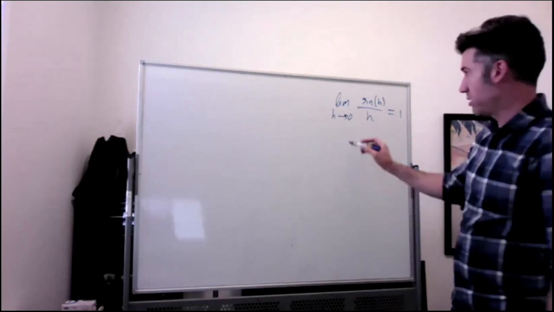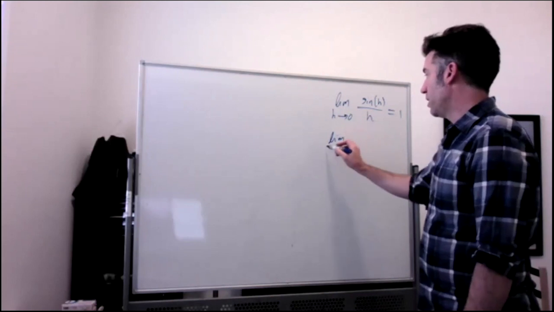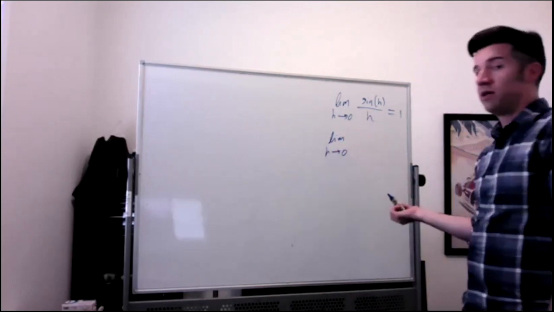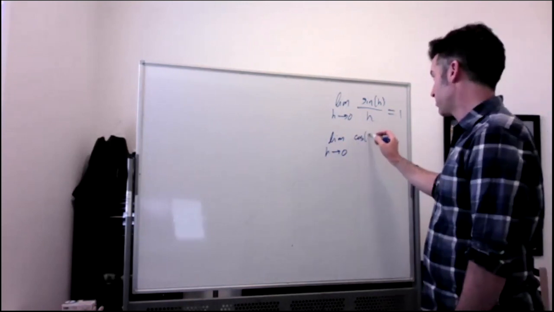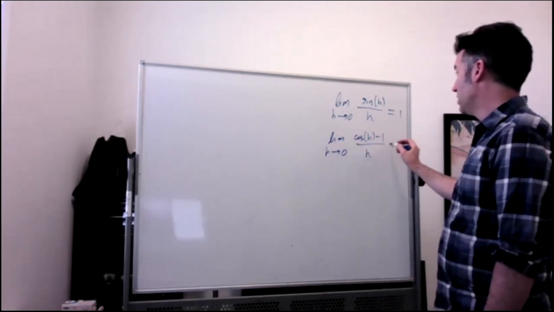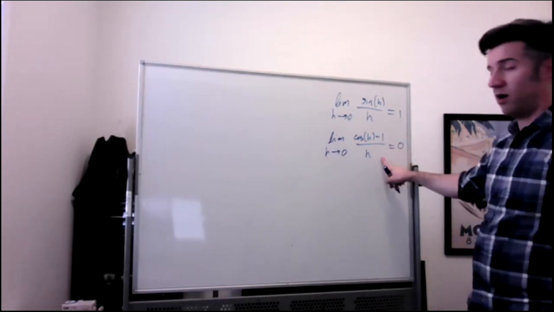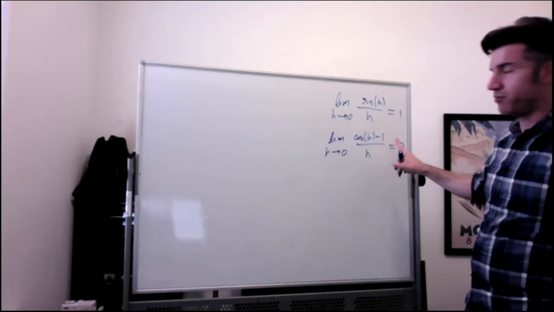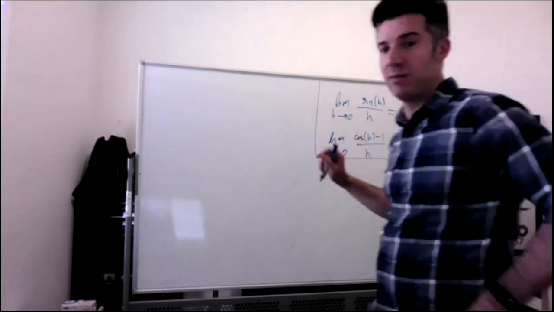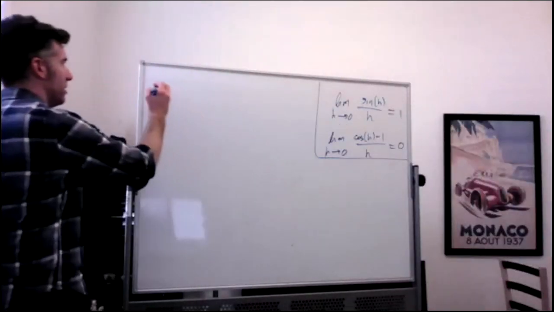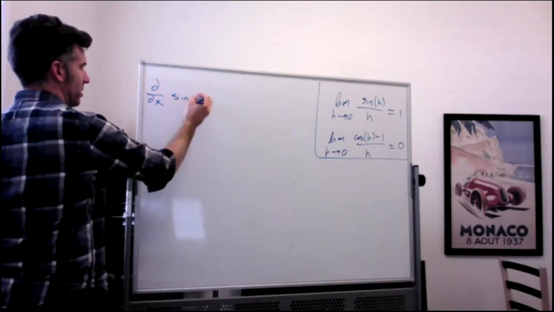And similarly, the limit as h goes to 0 of either 1 minus cosine h over h or cosine h minus 1 over h. This limit's 0. I can talk about this if we want, but I'm going to leave it there for now. So we need those limits to find the derivative of either sine or cosine. Let's do sine. It's a little nicer.